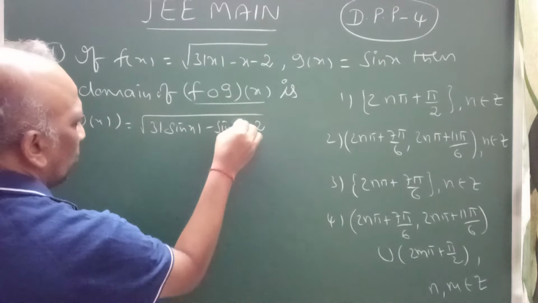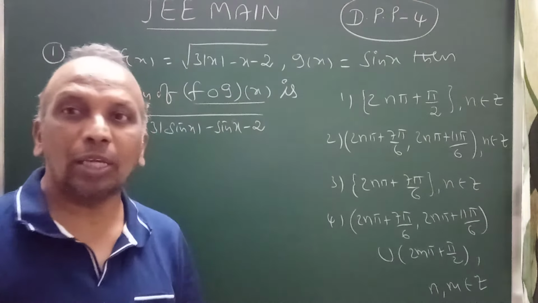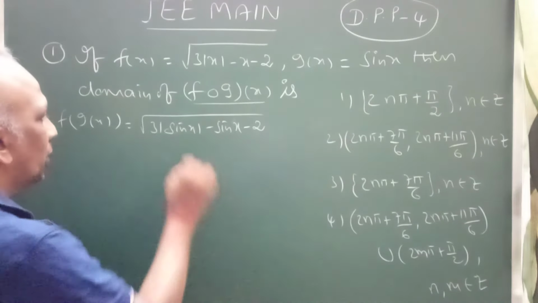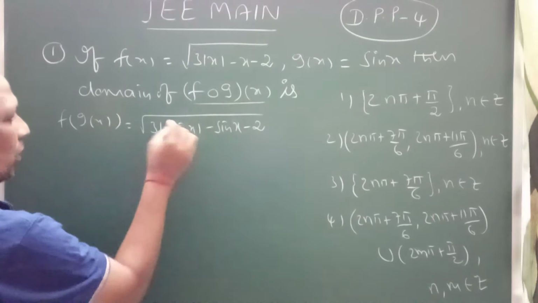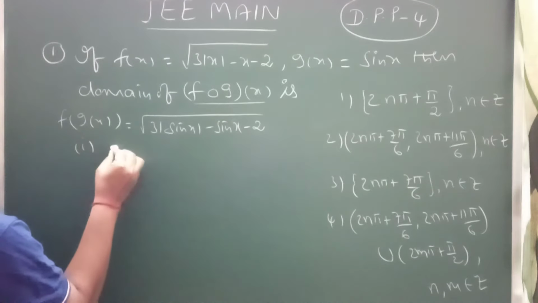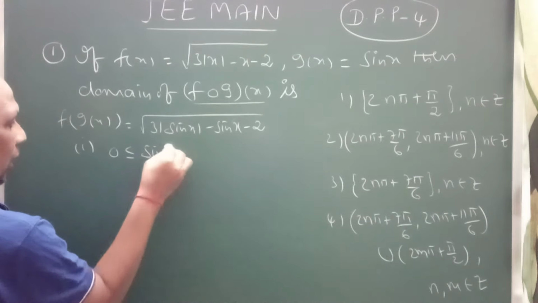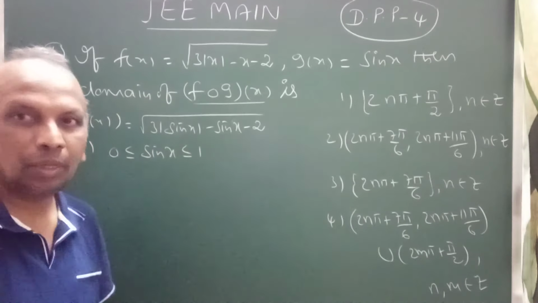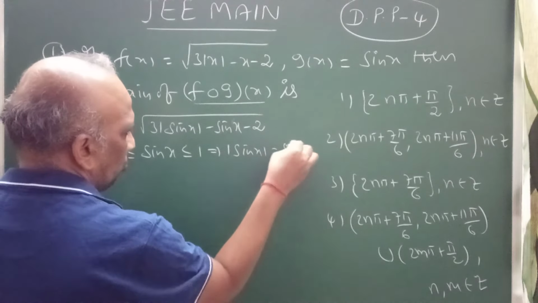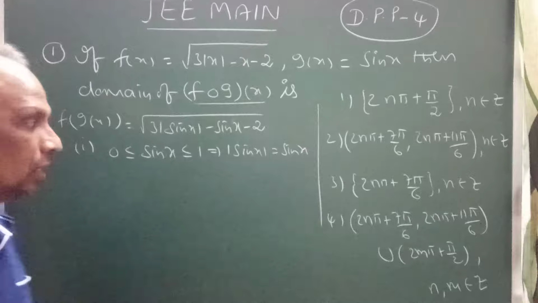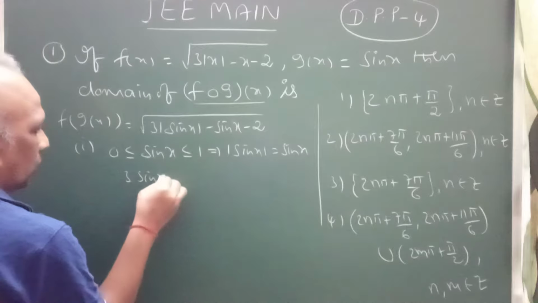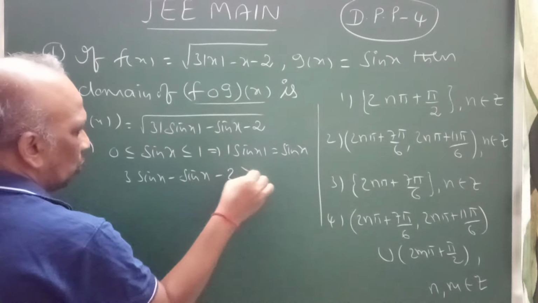Correct? Now the expression mod sin x. The sin x value lies between minus 1 and 1, right? Suppose I take case 1, where 0 is less than or equal to sin x, which is less than or equal to 1. In this case mod sin x will be sin x. If we substitute in this function, you will get 3 sin x minus sin x minus 2 greater than or equal to 0, right?